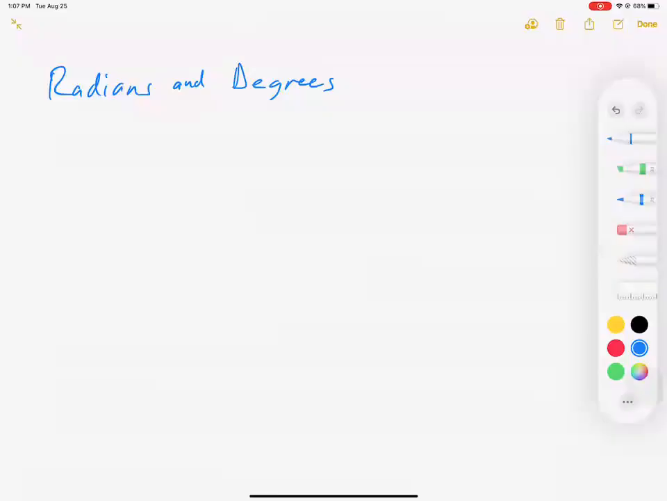Okay, hi. We're going to do radians and degrees today, as well as stop into a little bit of arc length. So we've worked with degrees in high school for the most part. And the idea of degrees is we have a circle, and the circle can be broken up into partitions.